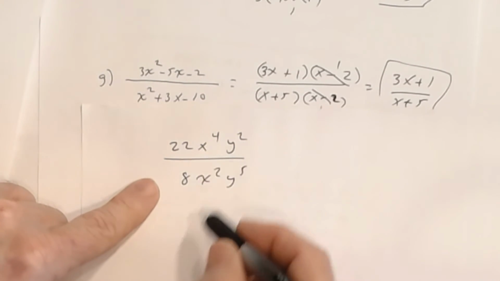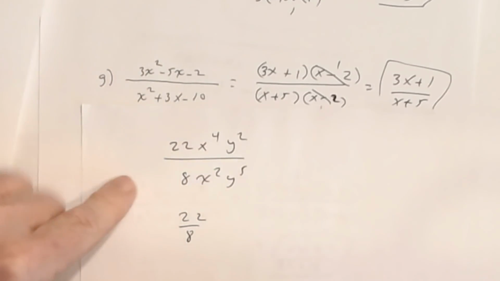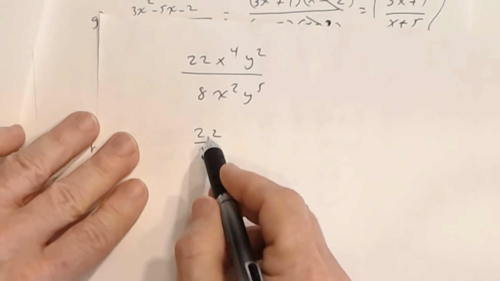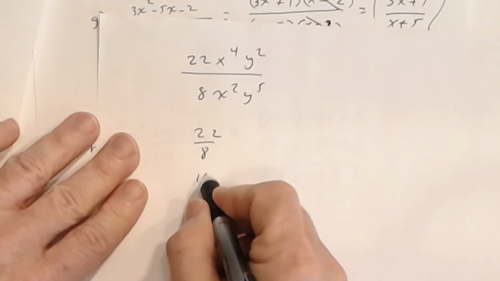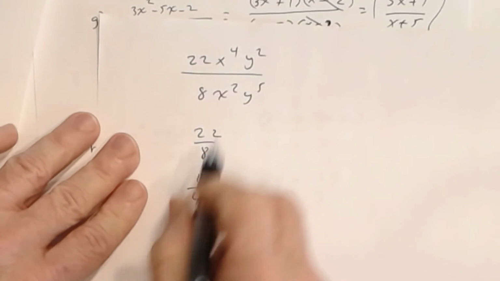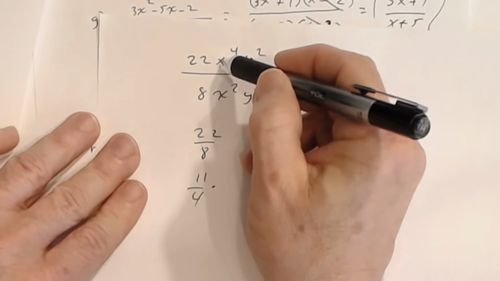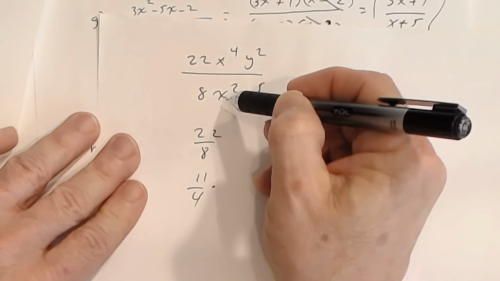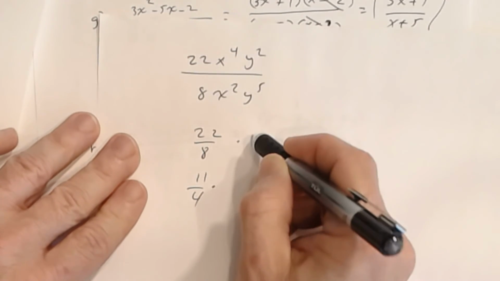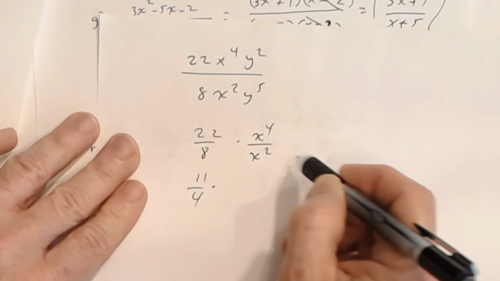Look at 22 divided by 8 first. 22 divided by 8. So I can reduce that. They're both divisible by 2. So that's going to be 11/4, right? Okay. Now, look at this right here. You have factors of x, factors of x. So that's x to the 4th divided by x squared.